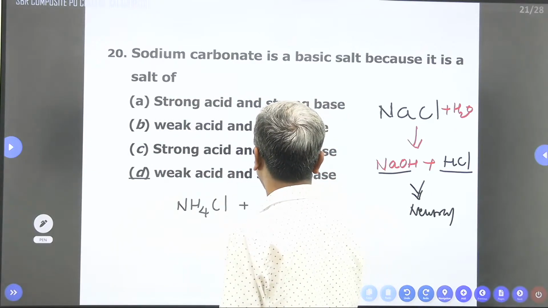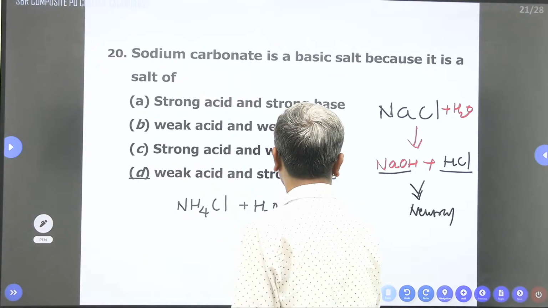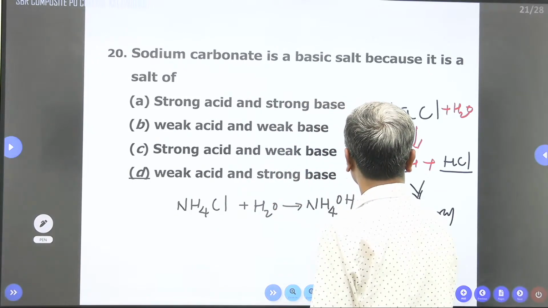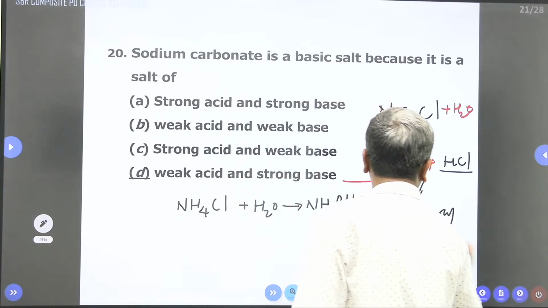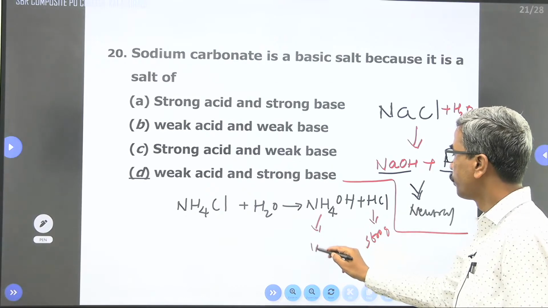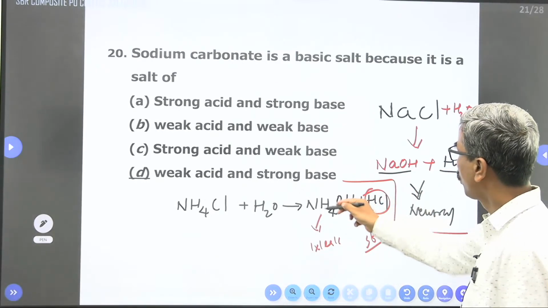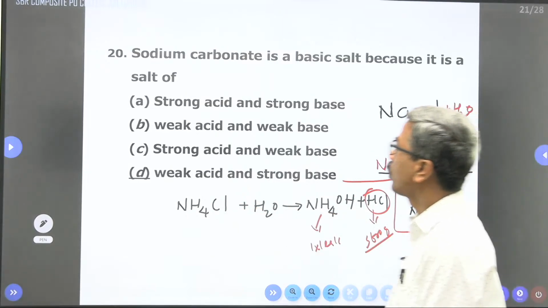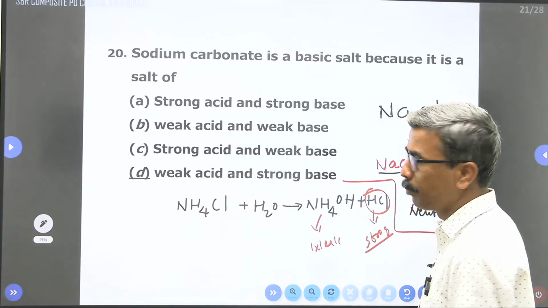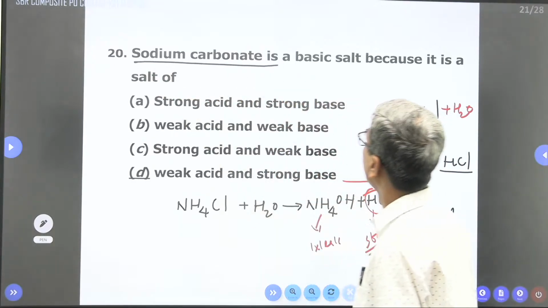Now, when you add water, what will happen here? This ammonium will combine with the OH of water and form ammonium hydroxide. What remains here is HCl. Now you should remember, this is strong, whereas this one is weak. So this will dissociate completely and this will dissociate partially. That's why the ammonium chloride solution will be acidic. So you should remember, when you take a salt and add water, based on what it gives, we say whether that solution of that salt is acidic or basic. Now here they are saying sodium carbonate is a basic salt.